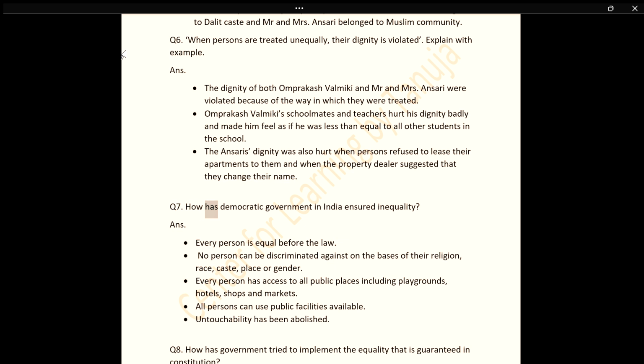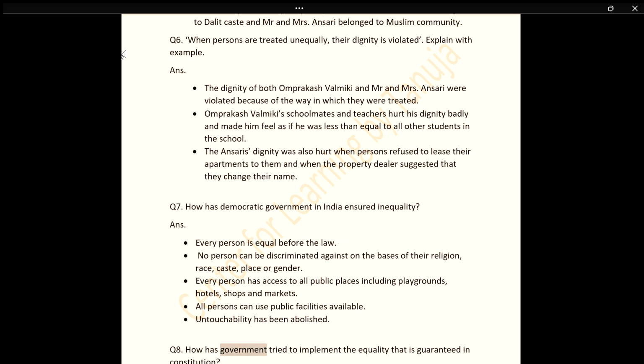Q7. How has democratic government in India ensured equality? Ans. Every person is equal before the law. No person can be discriminated against on the basis of their religion, race, caste, place or gender. Every person has access to all public places including playgrounds, hotels, shops and markets. All persons can use public facilities available. Untouchability has been abolished.